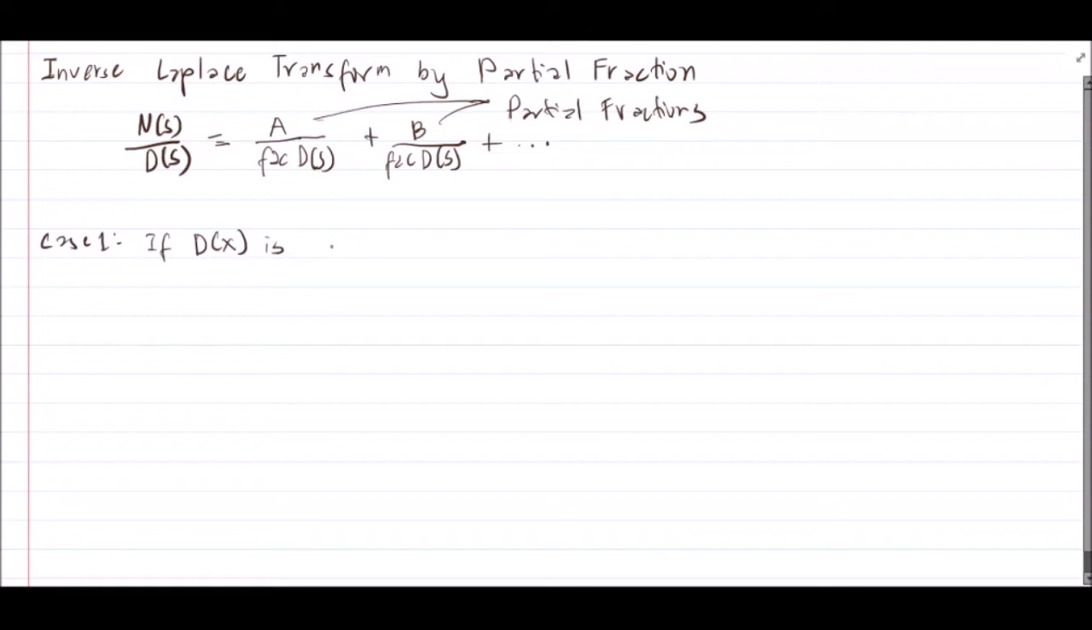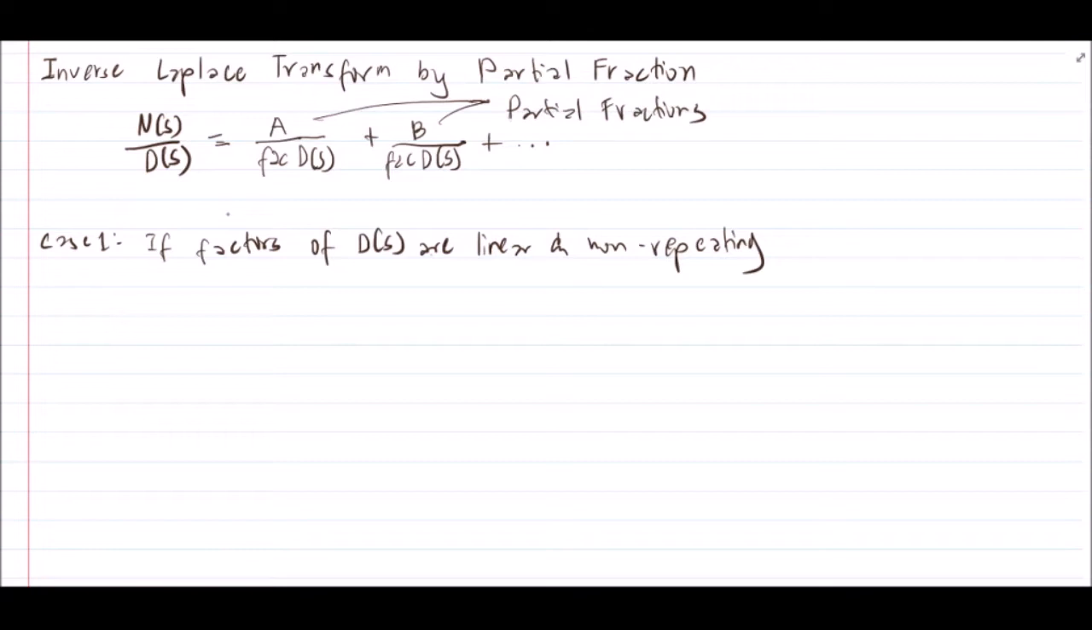So first case: if the factors of D(s) are linear and non-repeating. Basically, this is the same as integration using partial fractions, but here we will be doing the partial fraction in getting the inverse Laplace transform.